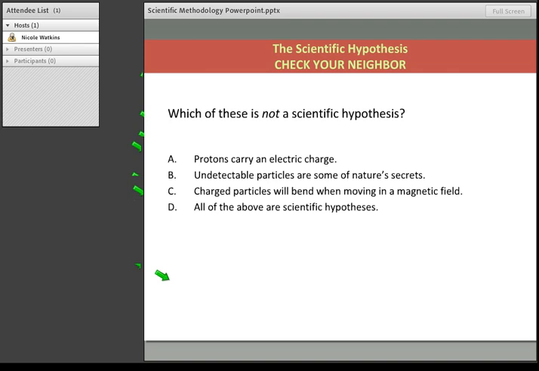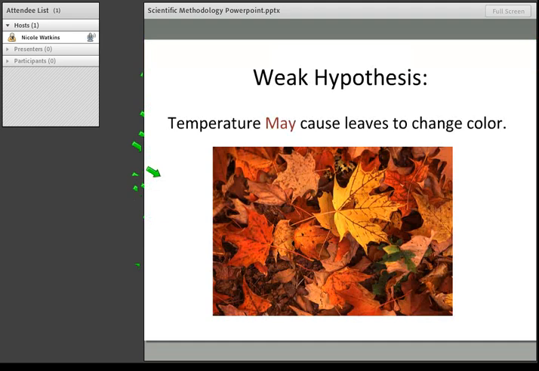So let's try this question, asking it in the opposite manner. Which of these is not a scientific hypothesis? A, protons carry an electric charge. B, undetectable particles are some of nature's secrets. C, charged particles will bend when moving in a magnetic field. Or D, all of the above you would consider to be scientific hypotheses. So once again, which of these is not a scientific hypothesis? Well, if you answered B, you are correct, because once again, that is an opinion. It's too subjective and it cannot be tested.